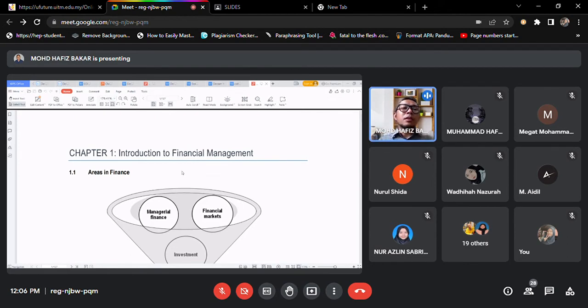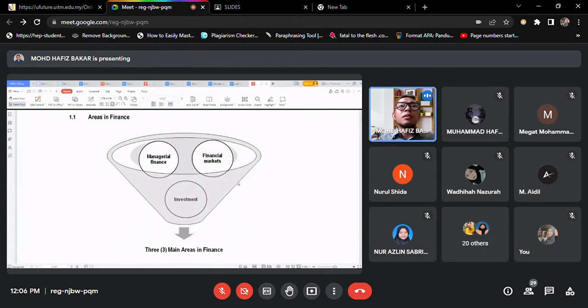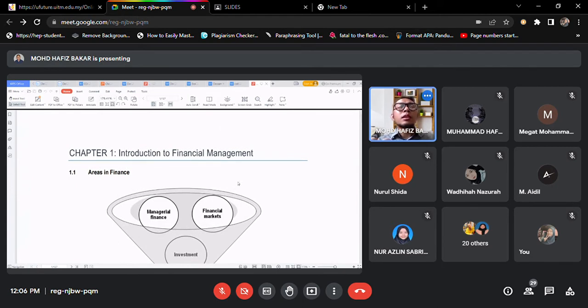Okay, based on our scheme of work or study plan, chapter 1 is the theory syllabus. Contents is like I said before, for this subject, financial analysis, 90% is calculation, only 10% is theory. So chapter 1 will be the theory parts.